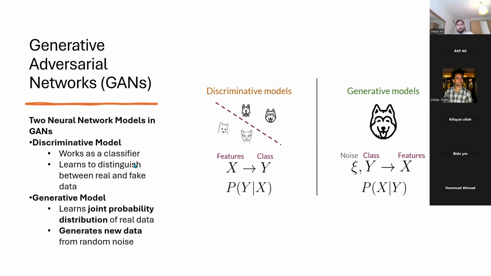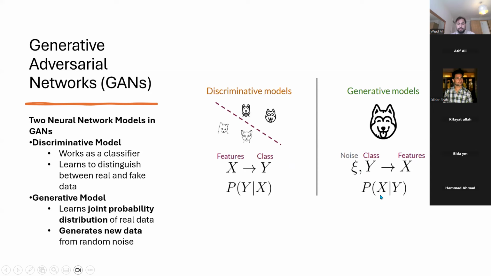Discriminative models work as classifiers. It classifies features, learns to distinguish. So in GANs, the only work it does is distinguish between real and fake data. Real data is real world data, and fake data is the one generated by the generative model in GANs. The way generative models work, it takes some noise and then takes a class, let's say a dog class. It would just take a label. So noise plus dog gives us features of a dog, an image, for example.